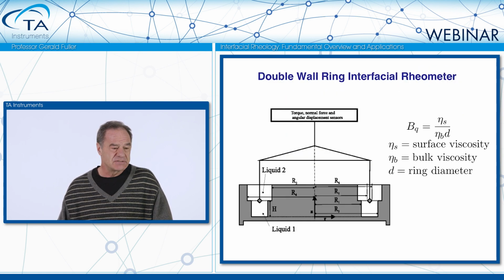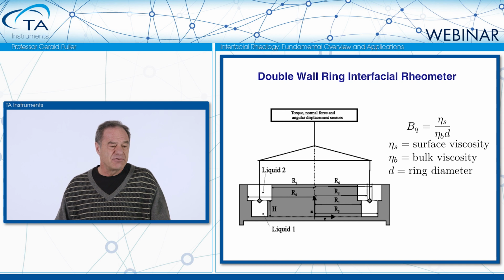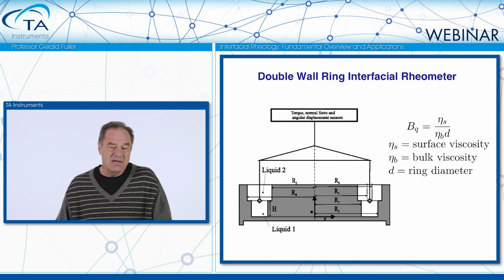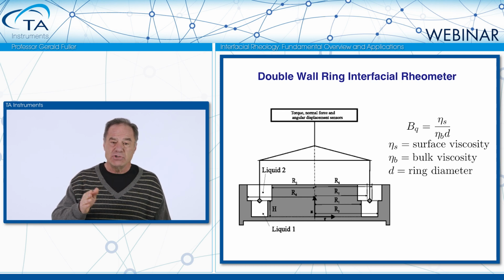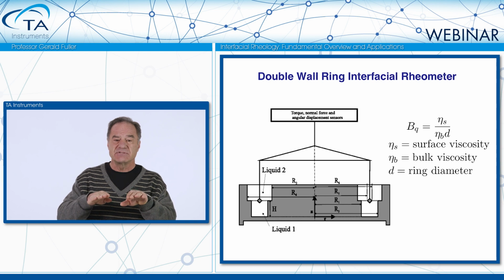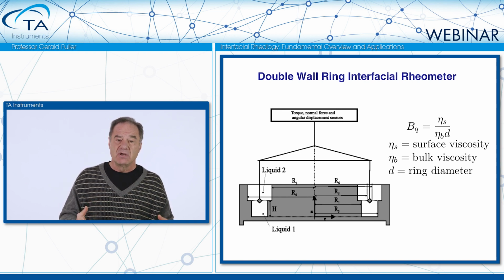So let's look at it in detail here schematically. You can see the ring coming down, and it rests inside the interface. And it sits there, and there are two interfacial gaps on either side of that ring, and that's why this mimics what's called a double Couette. When you rotate that ring, you shear the interface on either side of the ring. And measuring that torque, you can convert that into a surface stress.